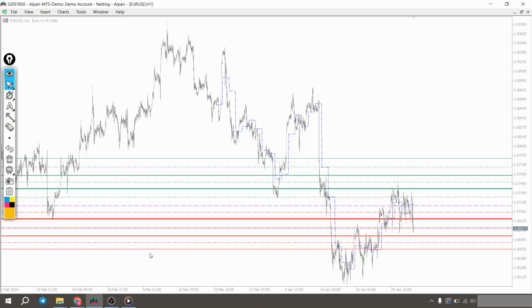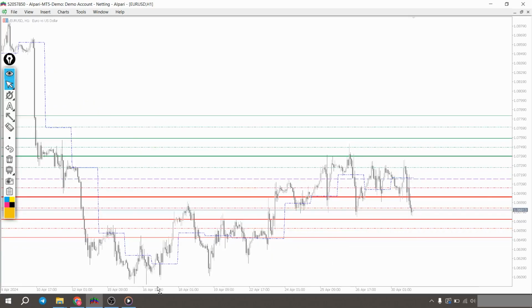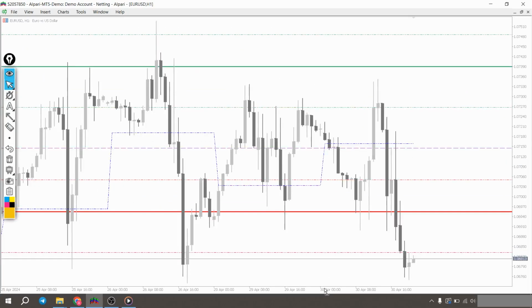First, let's briefly overview the daily pivot points indicator. This indicator calculates pivot points and several support and resistance zones using the previous day's high, low, and closing prices.